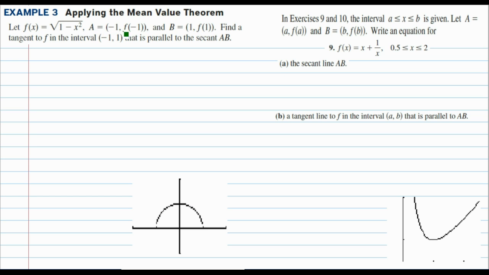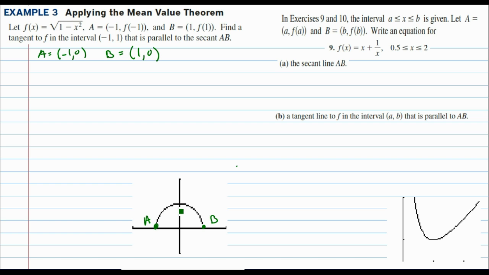A is the point -1, comma f of -1, and b is the point 1, comma f of 1. So, in other words, A is going to be -1, comma 0, and b is going to be 1, comma 0. Find a tangent to f on the interval -1 to 1 that is parallel to the secant AB. So you can tell we're looking to satisfy the mean value theorem and find a tangent whose slope is 0, because the slope of the line connecting A and B, or the secant connecting A and B, is going to be 0.